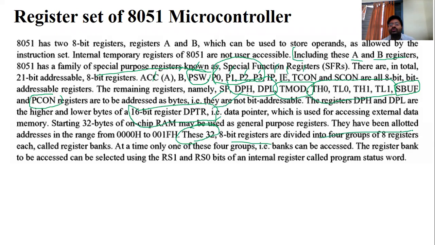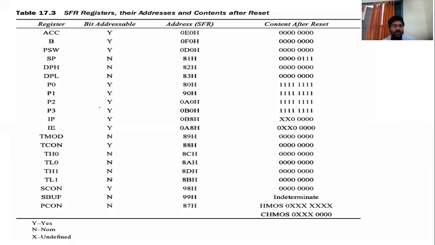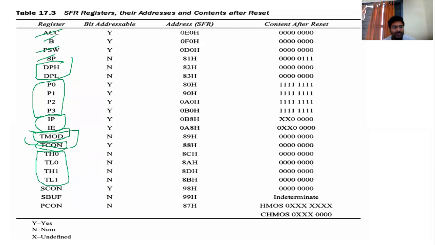These are divided into four groups of registers. What are the four groups? First, the special function register series: the accumulator, B register, program status word register, and stack pointer register. These two are the data pointer register. These four are the input-output ports. These two are used for interrupt purposes. These two are used for the timer mode, and this is used for the counter. These four are one set of registers. These two are for the serial data buffer. Port 0 is also an 8-bit register set.